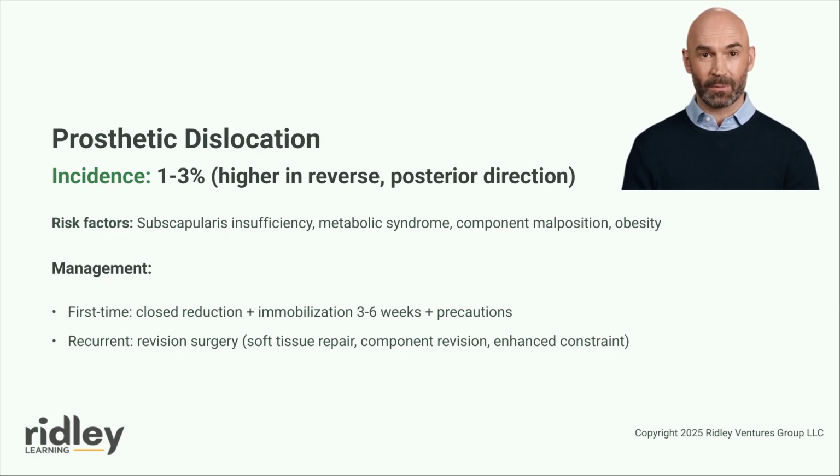Plain radiographs in multiple views are the initial imaging study and should assess component position, bone implant interfaces for radiolucencies suggesting loosening, humeral head position relative to the glenoid, and bone quality. Advanced imaging with computed tomography provides optimal assessment of bone and implant position, while magnetic resonance imaging with metal artifact reduction sequences is preferred for evaluating soft tissues including the rotator cuff, labrum, and surrounding muscles.